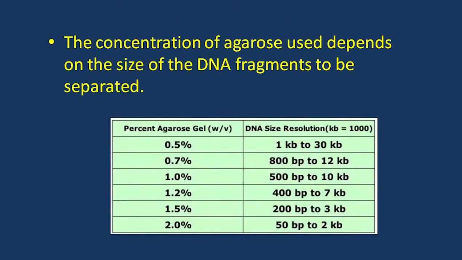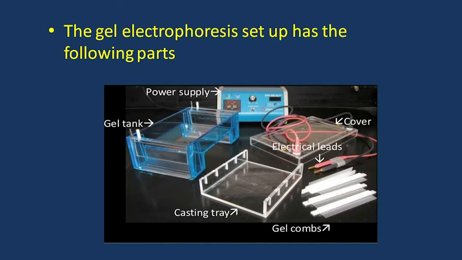The concentration of agarose used depends on the size of the DNA fragments to be separated. For example, we usually use concentration between 0.5 and 1%. The gel electrophoresis setup has the following parts. It has a gel tank with two chambers in it, in which we take buffer, a casting tray in which we make the gel, combs, which are plastic devices by which you can make holes in the gel called wells, the electric wires, and the power supply.